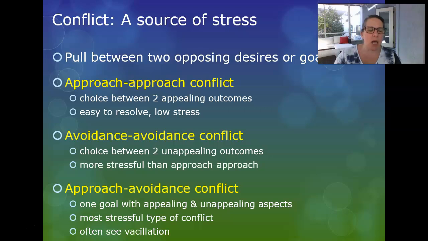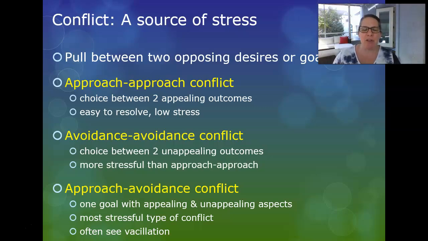So conflict is a source of our stress. This is the pull between two opposing desires or two opposing goals. There are 3 different types of conflict that we talk about. The first is approach conflict. This is the choice between 2 appealing outcomes. You have to make a choice, but both of the choices are pretty good, so it's a pretty low stress, easy to resolve situation.